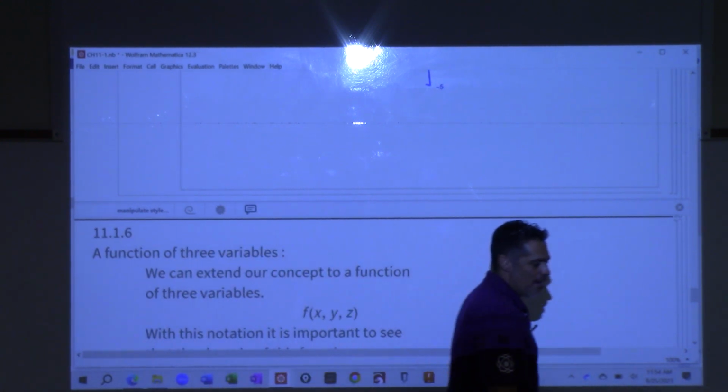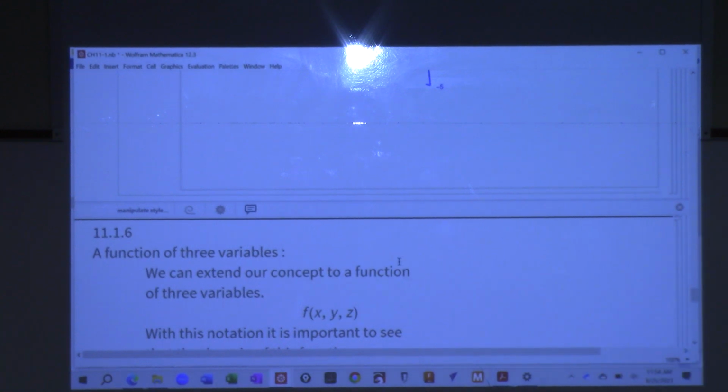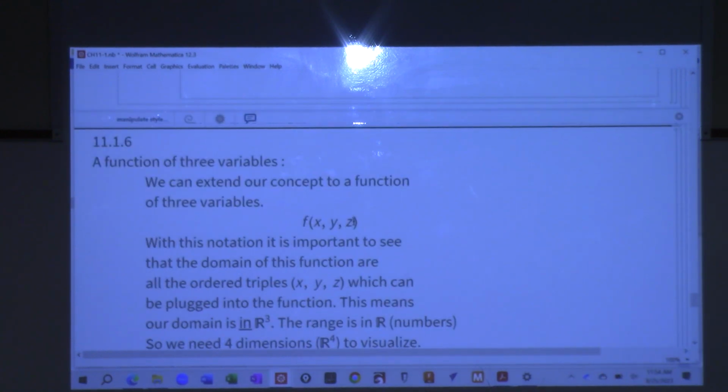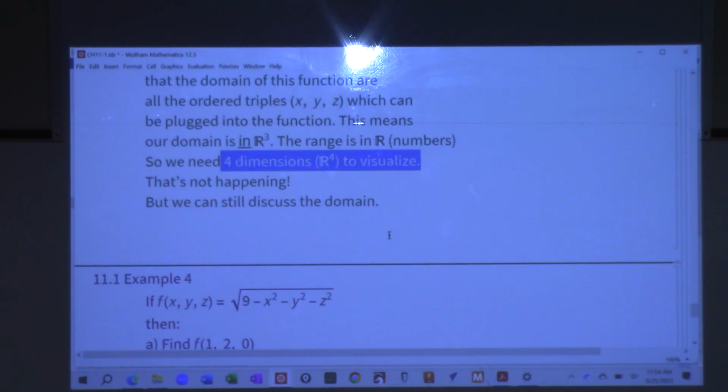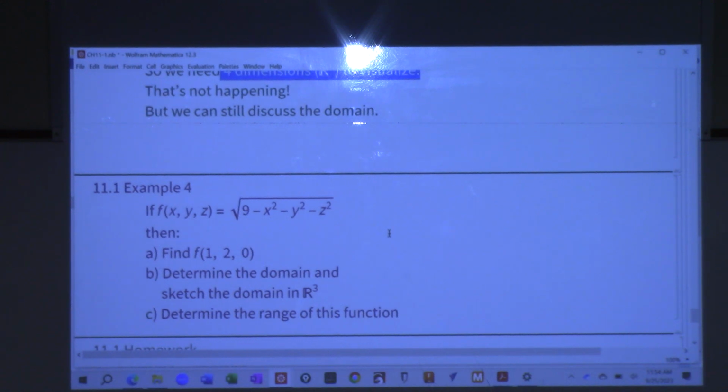In that case, we would have a function that would be f of x, y, z. That means, again, we're taking our domain, our points in 3-dimensional space. The range is a number, and so we need 4 dimensions to visualize that, and that's not going to happen. But we can still talk about the domain. We can still at least try and discuss the domain. So look at that one right there.